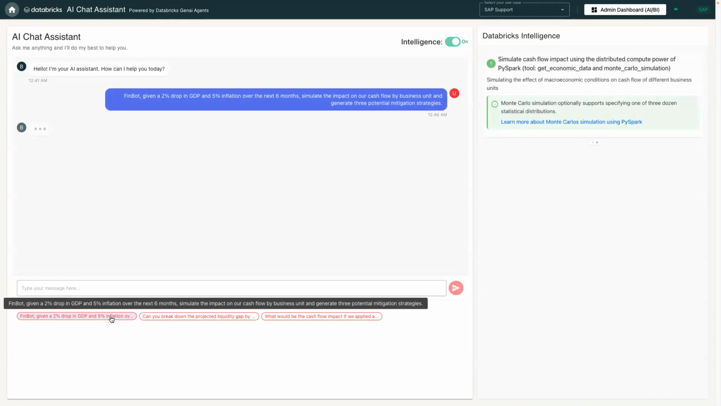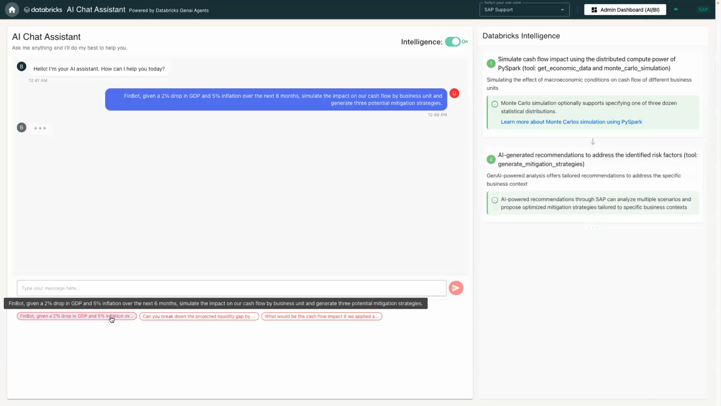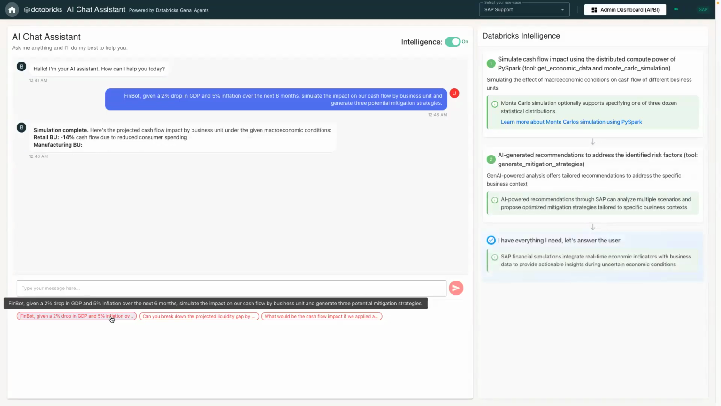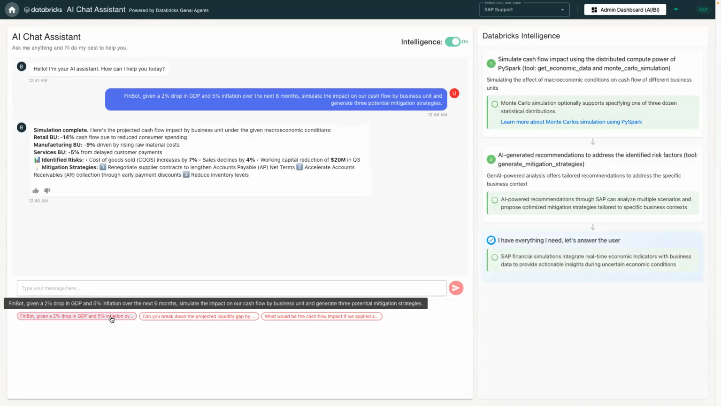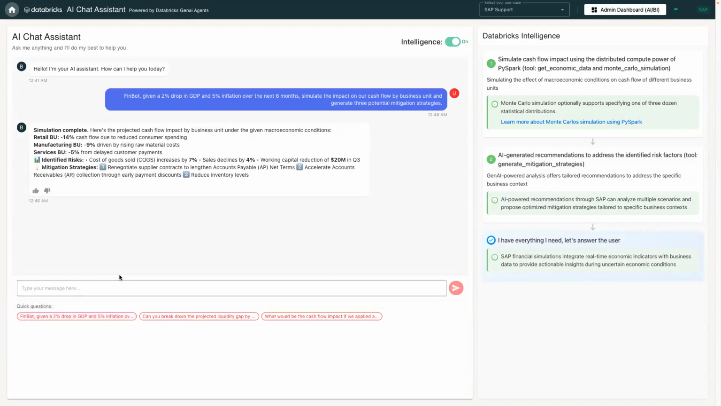Given economic contraction in the GDP, as well as high inflation over the next 6 months, simulate the impact on our cash flow by business unit and also generate some mitigation strategies. We see here that the AI has finished reasoning using the available data. And we see the impacts on the different business units, on the cash flow, and also the driving factors. And we also see the risks from the cost side as well as the revenue side, and both sides being squeezed. That leads to working capital pressure.